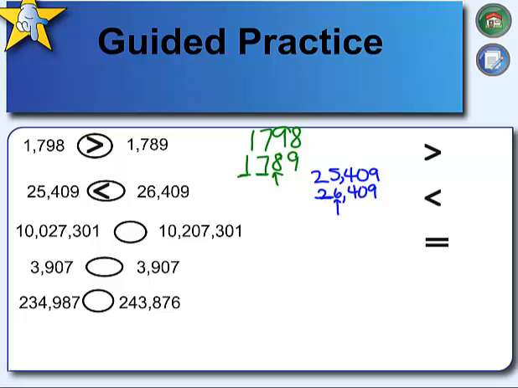You may try the next 3 on your own. Just write out the entire 2 numbers, and then in between put the correct symbol. And then pause the video while you're doing this, and then we will check our answers.